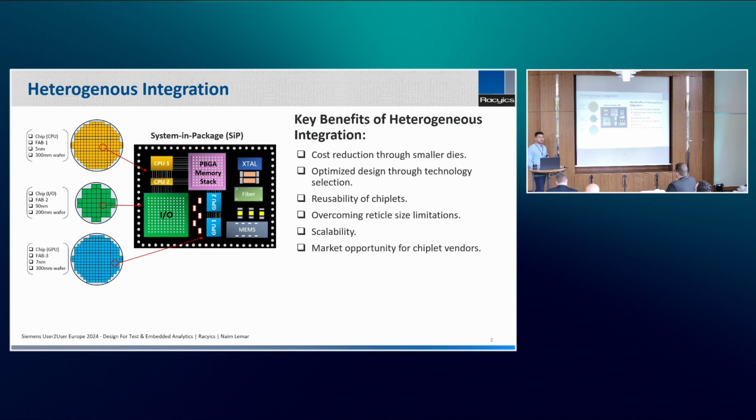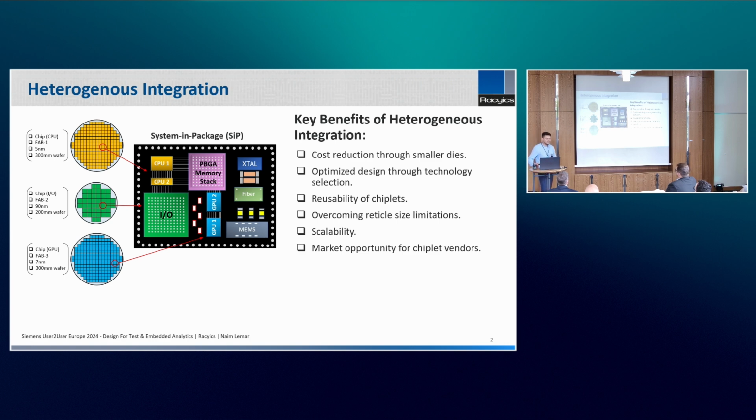It will be scalable, of course, because you can integrate multiple chiplets into one package. The most important thing for vendors is that it will create a market for them. So for chiplet vendors, it will create a market. If you look at this example, we only have a memory stack, which is vertical, and the other dies are integrated side by side, probably on a passive silicon interposer.